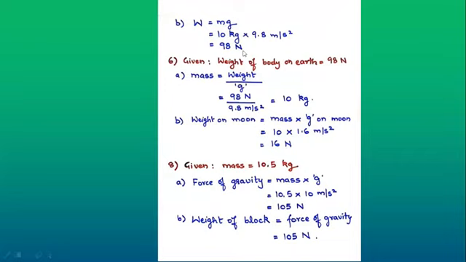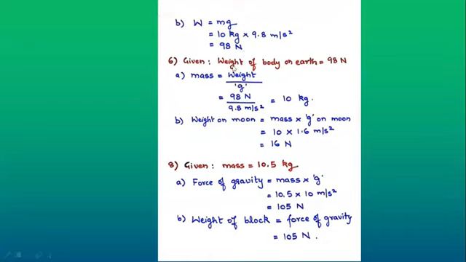Question number 6. The weight of a body on Earth is 98 Newton, where the acceleration due to gravity is 9.8 meter per second square. What will be its mass? And second, its weight on Moon, where the acceleration due to gravity is 1.6 meter per second square.